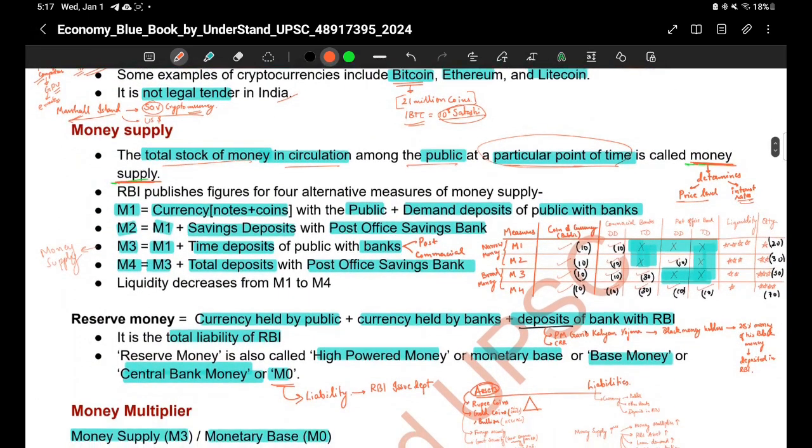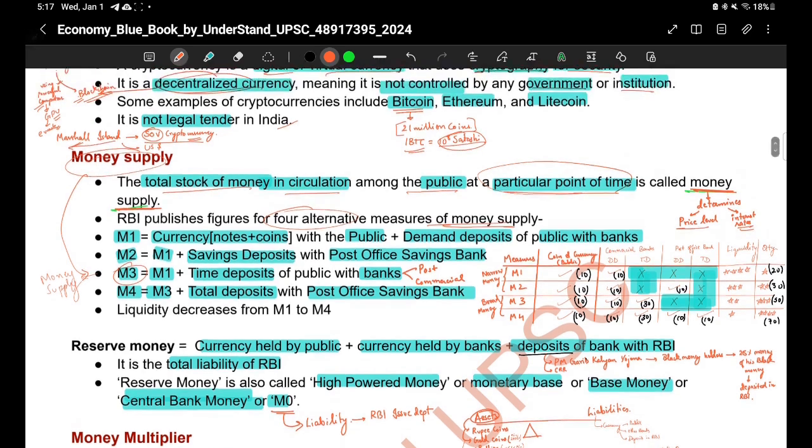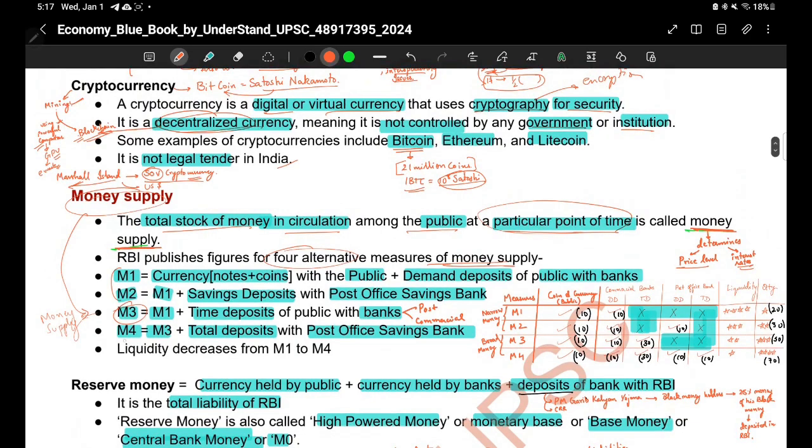Okay. Now RBI publishes 4 alternative measures of money supply: M1, M2, M3, M4. Under that, this money supply we're discussing, that is M3. Generally, we take M3 as money supply because it gives an overall perspective. M1 and M2 are known as narrow money. M3 and M4 are known as broad money.